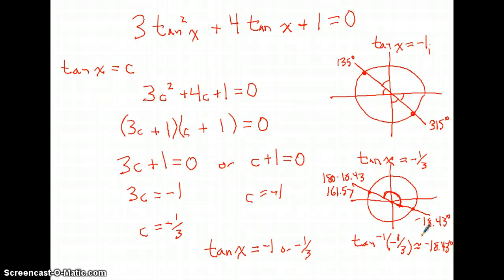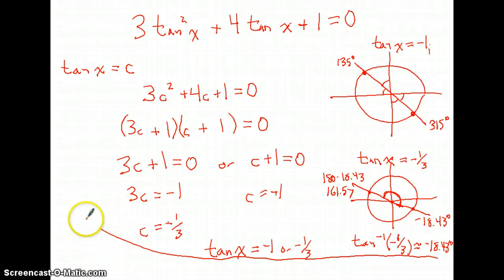But really, for the general solution, and I don't quite have enough room, I guess I will squeeze it down here. The final answer to this problem is it could be 315, it could be 135, it could be negative 18.43, or it could be 161.57, or any angle equivalent to that, which is add on 360 times n for all of it. So x is any one of these numbers.